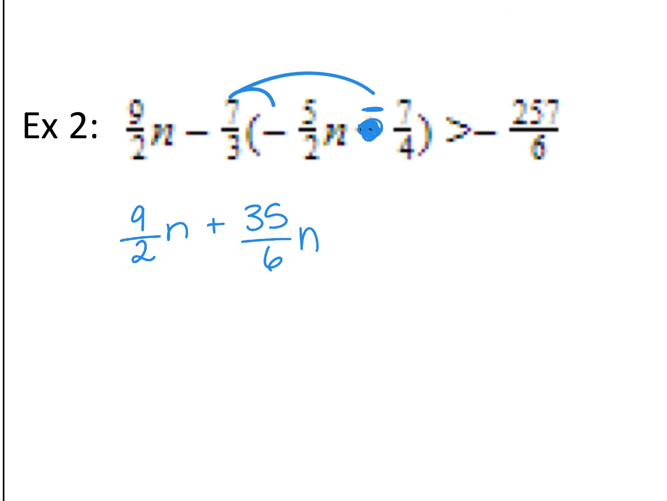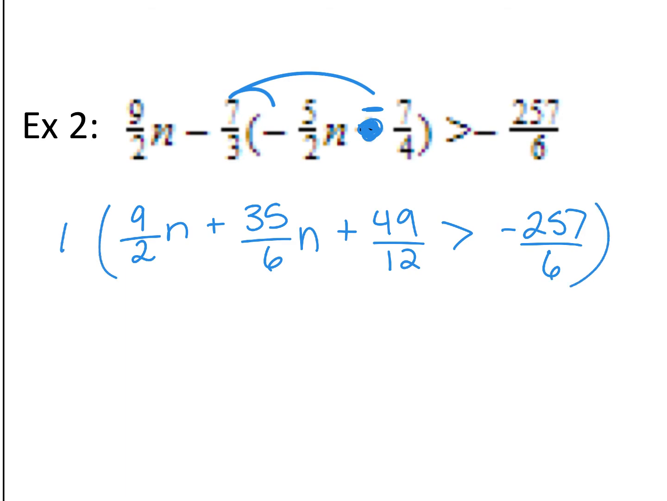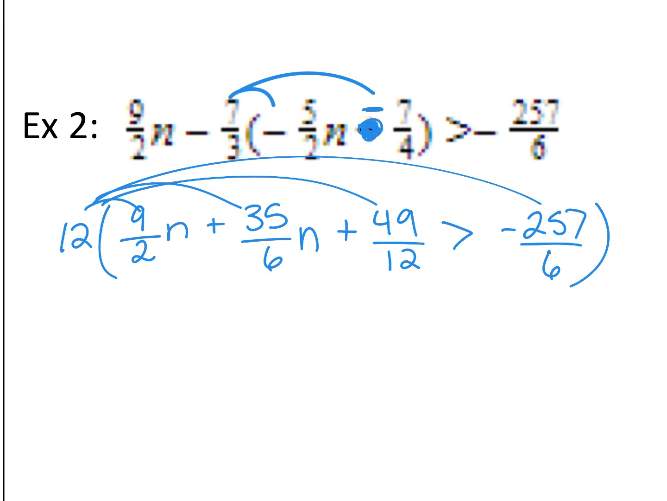So plus 49 over 12, good. And it's greater than negative 257 over 6. Perfect. Then what? You put parentheses around all of it and multiply by 12, good. So it's going everywhere. So 12 times 9/2 is 54.